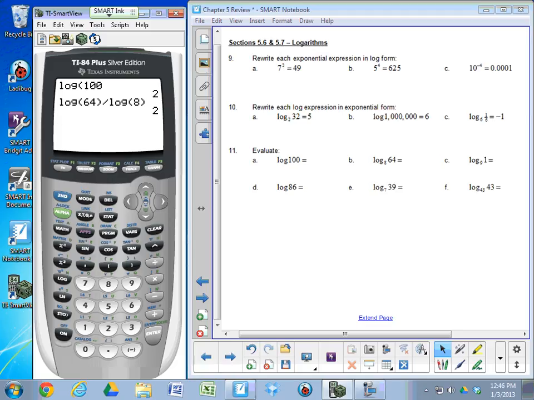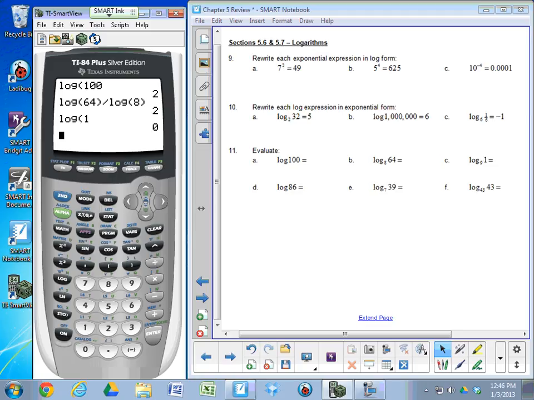In C, the log of 1 base 9, the log of 1 base anything is always 0. The log of 1 is always 0 because it's asking you what exponent do you put on the base to turn anything into 1, and the answer is 0.